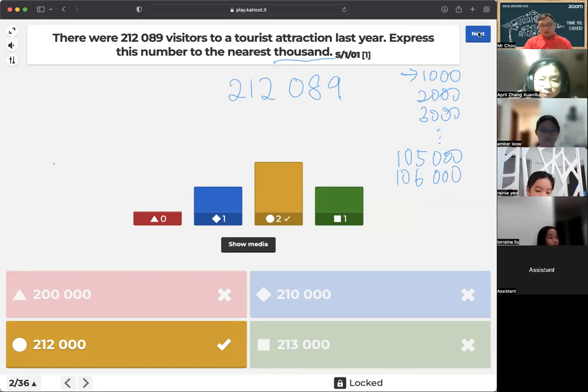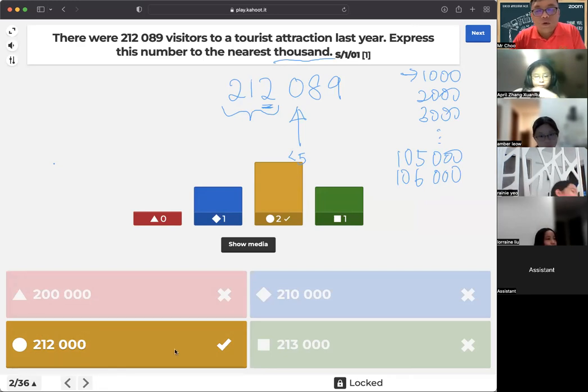So you want these 3 numbers, which is 212. Then you look at this number. If this is less than 5, your 2 remains. If this number is 5 and above, you need to add 1 to this. So for this question, your answer will be 212,000, and therefore the answer is yellow.